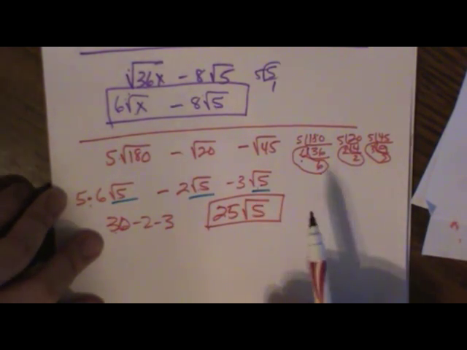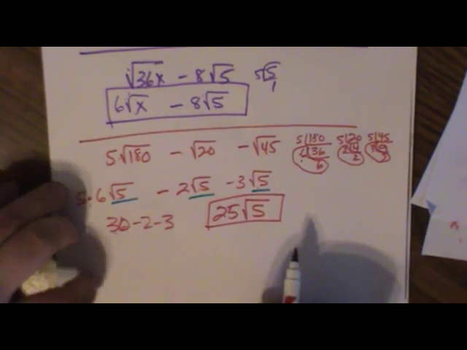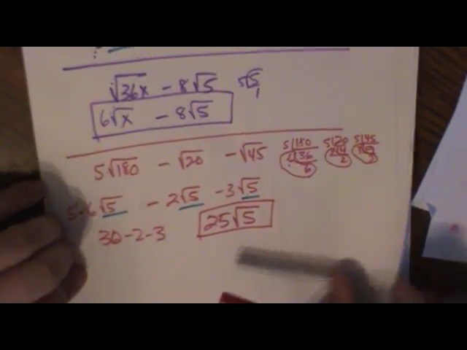These just act like labels or tags when you're adding and subtracting, just like our variables do, our x's and our y's. If they're the same, they just go along for the ride. Now let's see if we can do another one without me goofing up.